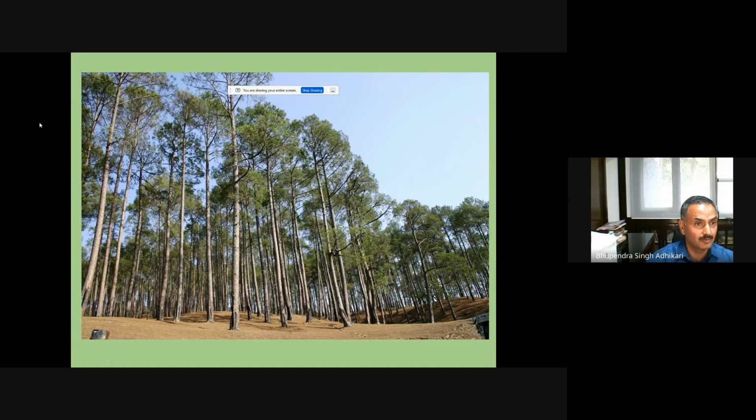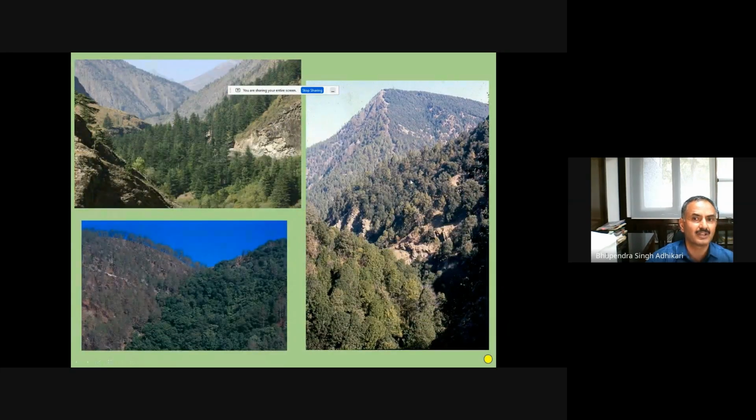And as you might have heard also, nowadays the fire is going on in these kinds of forests. And you can see that the ground is totally barren, but at the same time, when you compare it with the old forest, here you can see on the right side, I think Dr. Jamal might be knowing this particular place.